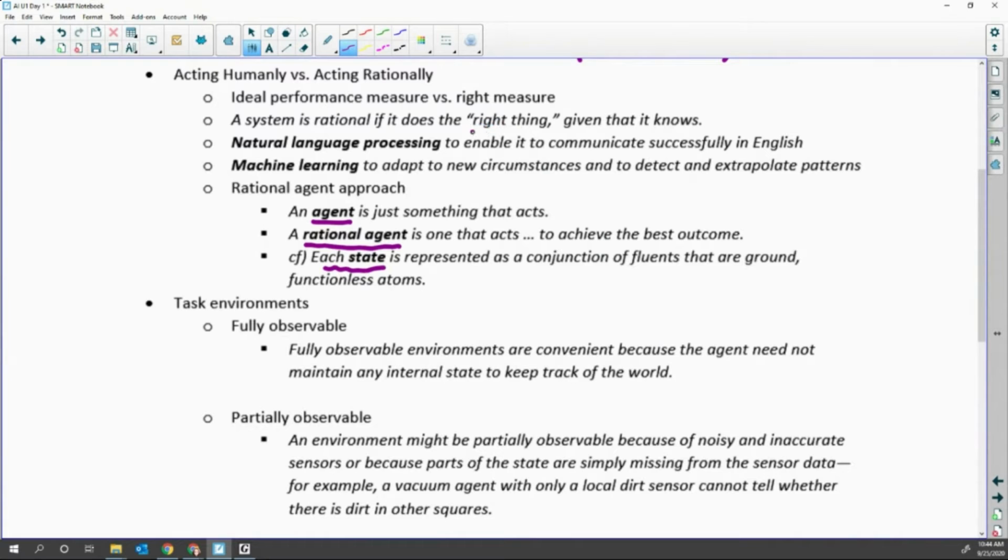For the agent, doing the right thing means the measuring is done, then depending on that numeric value, it's going to act in the right behavior. There are some more things in AI you can think about.